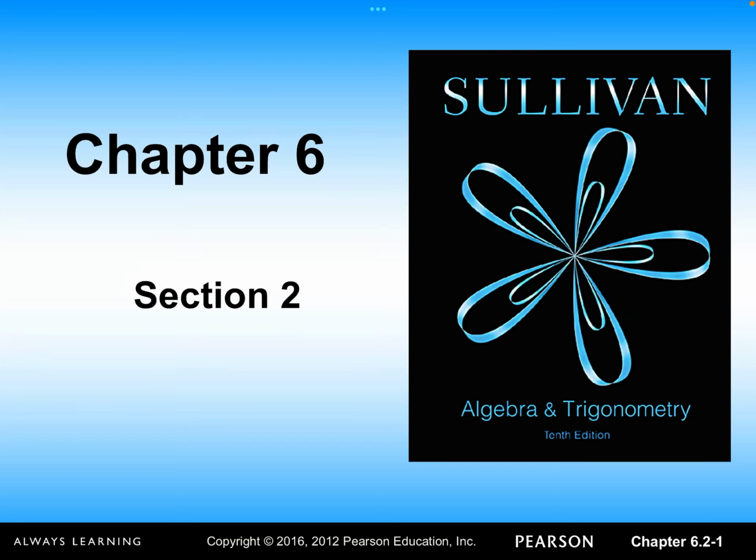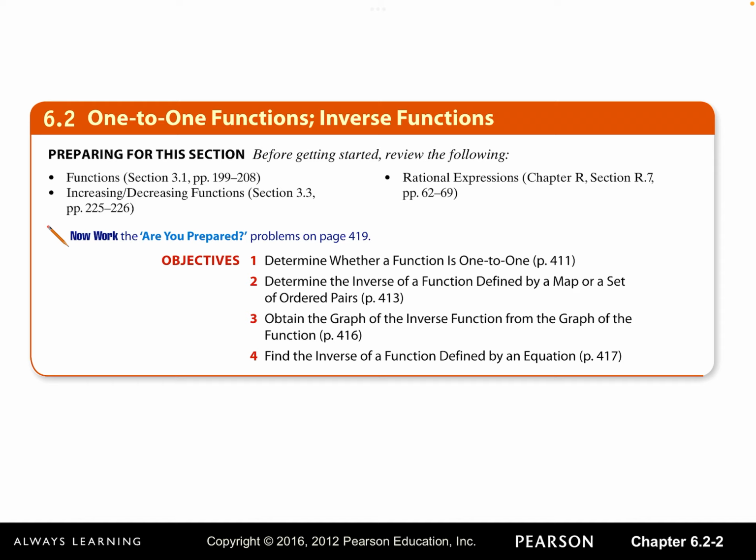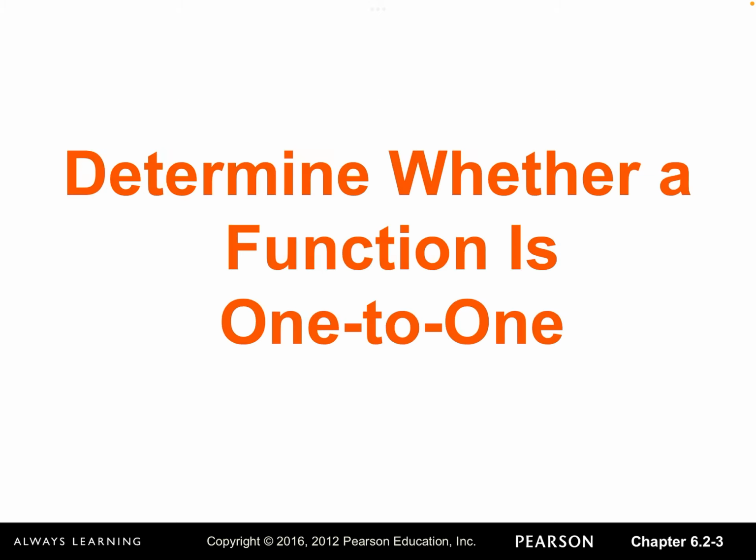Chapter 6, Section 2. In this section, we're going to learn how to determine whether a function is one-to-one, how to determine the inverse of a function defined by a map or set of ordered pairs, and how to obtain the graph of the inverse function from the graph of the function. And last, we are going to learn how to find the inverse of a function defined by an equation. So first topic, we talk about how to determine whether a function is one-to-one.